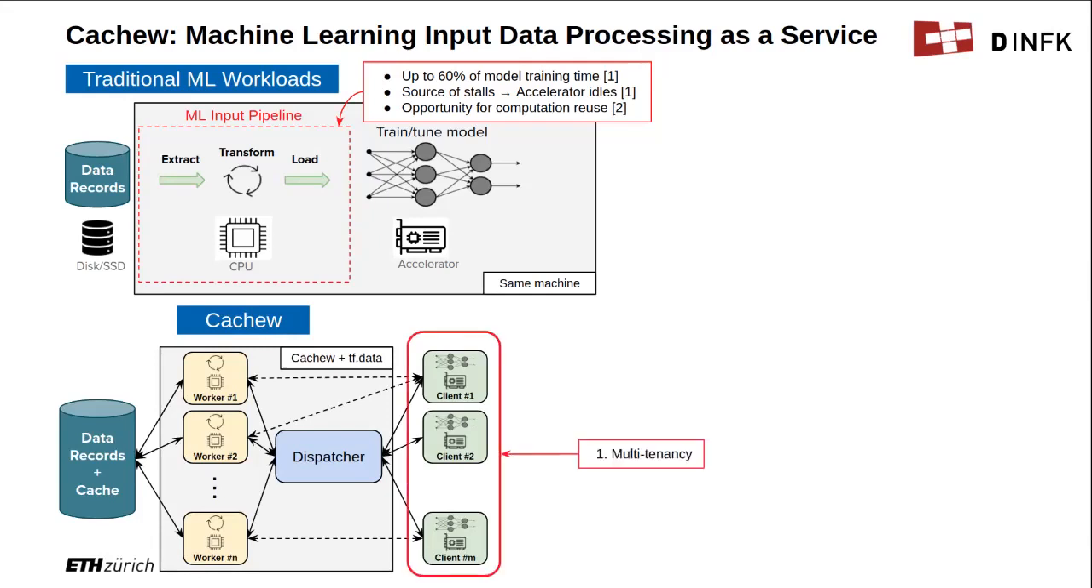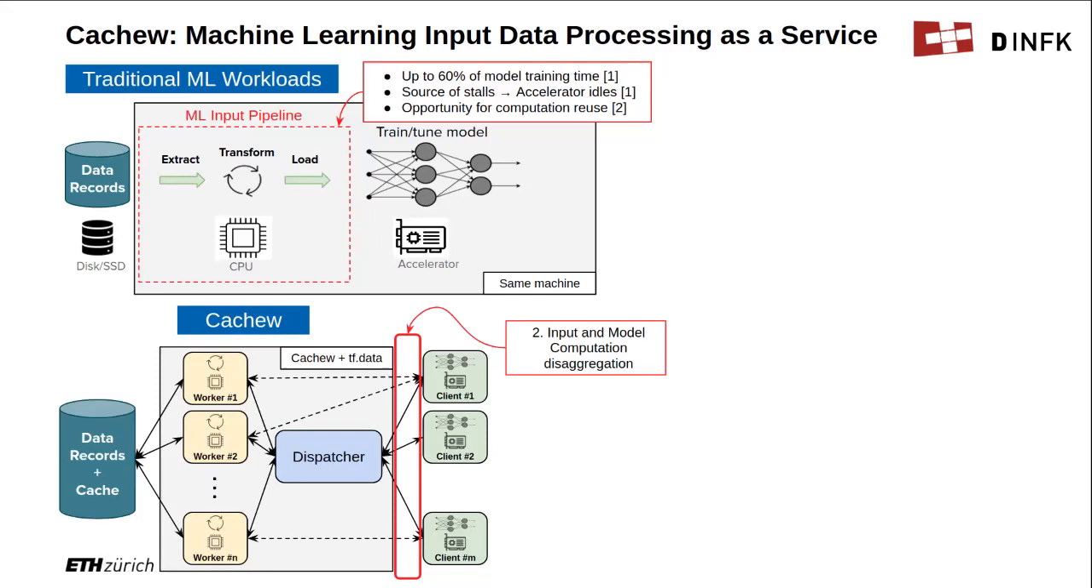Now, in the ecosystem of machine learning systems, Cashew distinguishes itself because it supports multi-tenancy, it disaggregates input and model computation, allowing these to independently scale. It also employs automatic elasticity, adding and removing workers based on the demands of the client. And it also exploits caching at both the intra- and cross-job level.